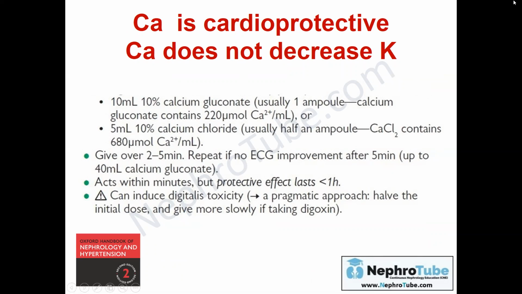If there is no improvement of the ECG after 5 minutes, you have to repeat the dose of calcium gluconate up to 4 ampoules. Usually the action of the calcium appears within minutes, but its effect lasts for less than 1 hour. That's why some literature or references mention that you have to repeat calcium every hour till hyperkalemia is corrected.